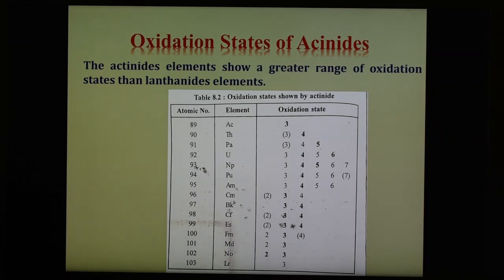However, neptunium shows the oxidation state +7 by involving all its valence electrons. It is not the most stable state.